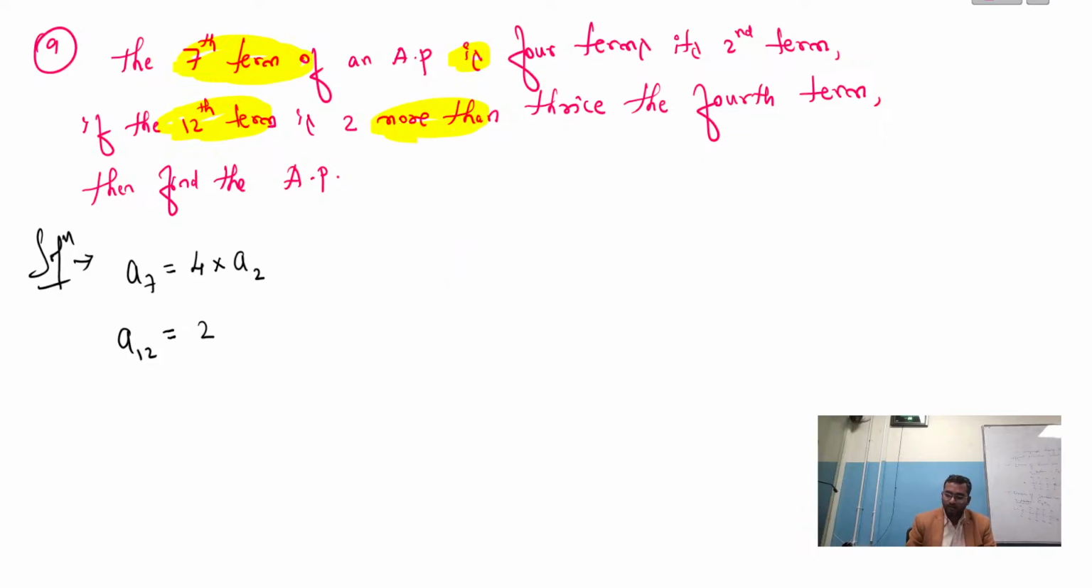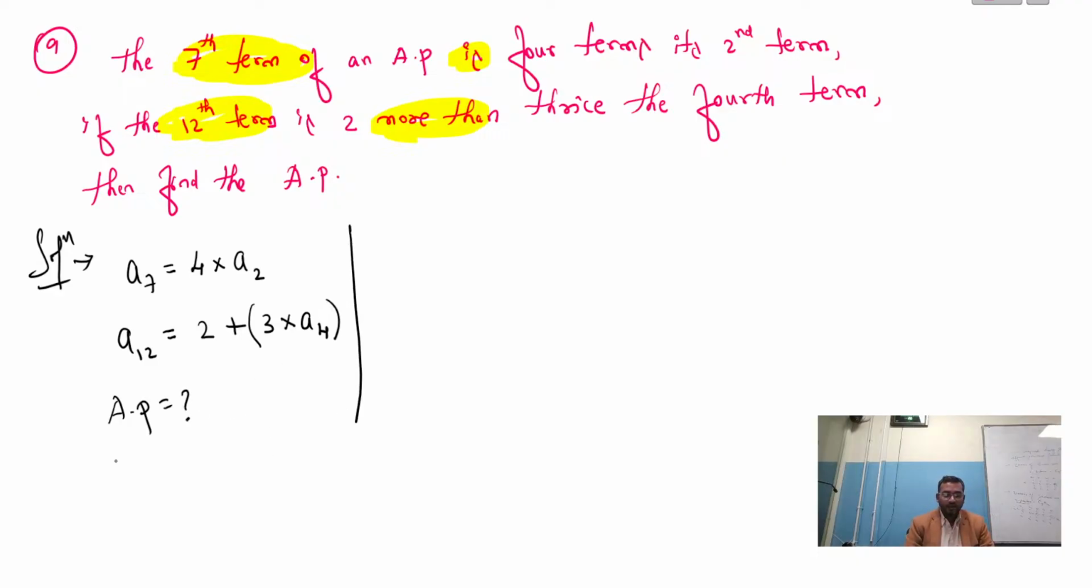More means plus, thrice means 3 times. Thrice the fourth term is 3 times A4. The seventh term is 4 times the second term. The 12th term is 2 more than thrice the fourth term. Now they are asking us to find the AP.